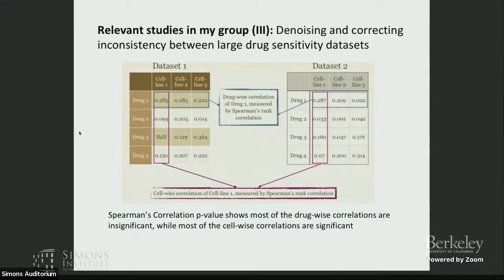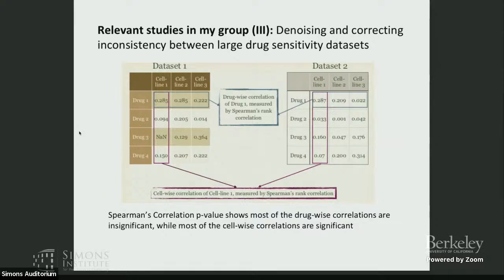People realize that even though we follow almost the same protocol to do the experiments, and we work with the same collection of cancer cell lines and the same collection of drugs, the drug sensitivity data matrices produced from different labs can still be quite different. So there is a consistency issue between data sets. And so we tried to make some comparisons between data sets from different groups.